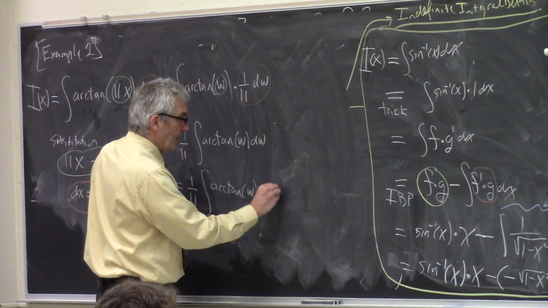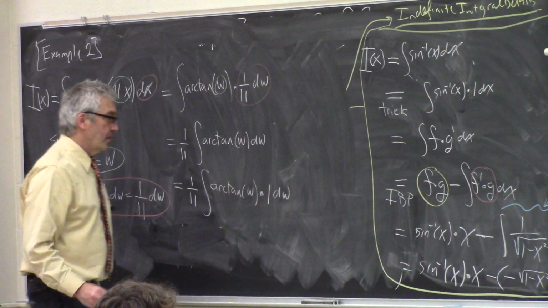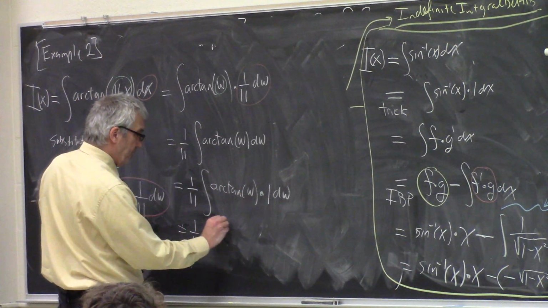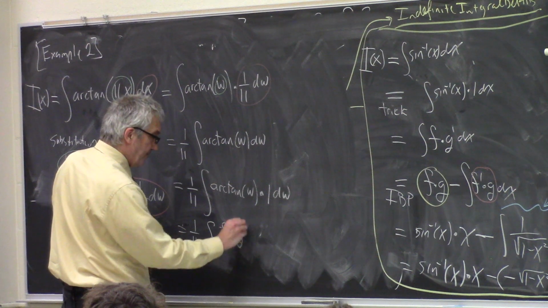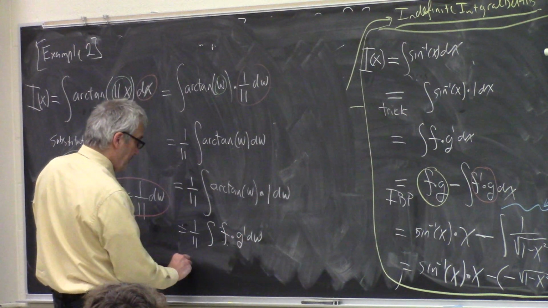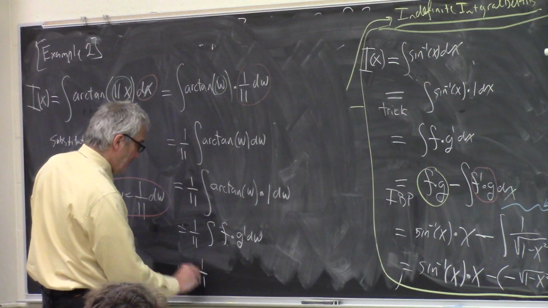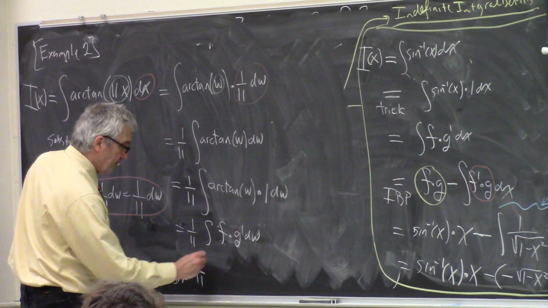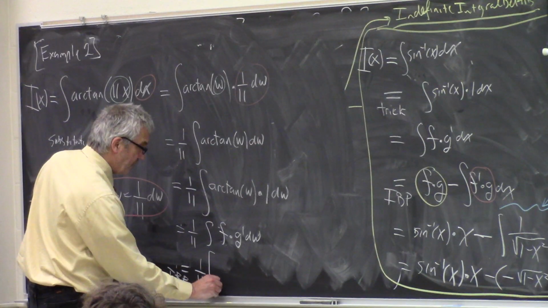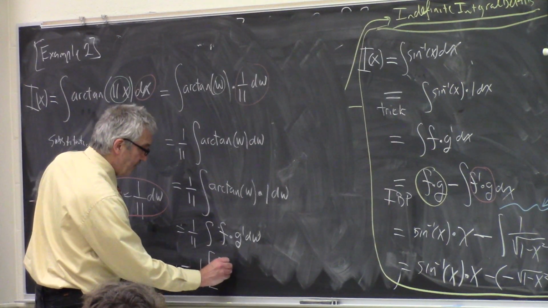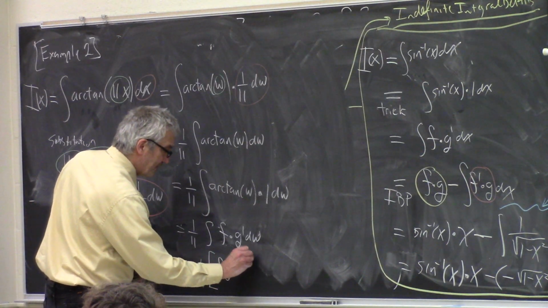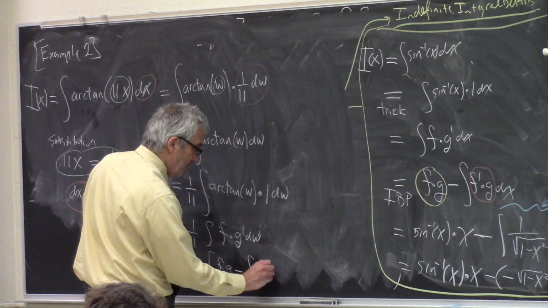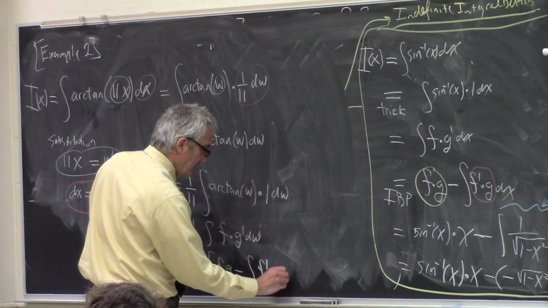Arctan times 1 dw. And then remind ourselves of the form. This is the integral of f times g prime dw. And so by integration by parts, I'm going to have the 1 over 11 out front, and I'm going to do fg minus the integral of f prime g dw.